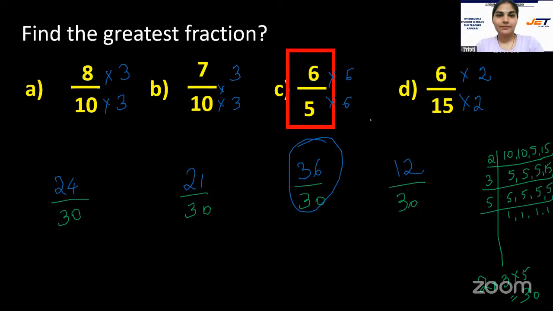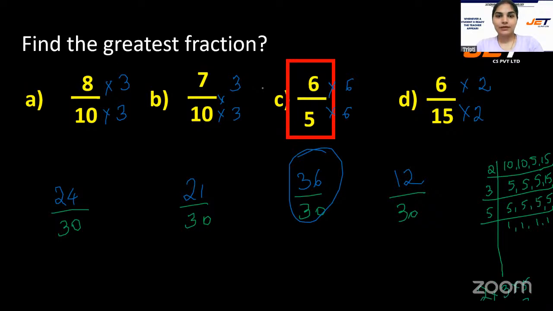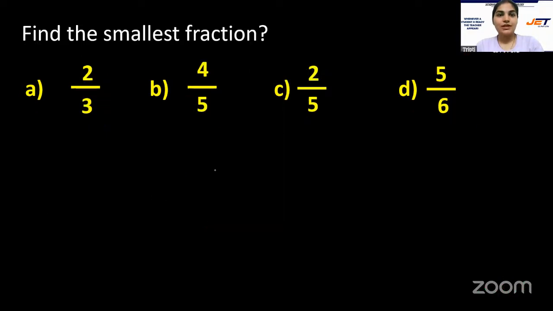Easy, right? So the main thing, the simple thing that you have to do is make the denominator same. Once you make the denominator same, you can clearly figure out which is greater and which is smaller. Right? Next question. Smallest fraction this time, dear children. Be it smallest or greatest, you have to make the denominator same. That means you have to find the LCM of 3, 5, 5, 6.